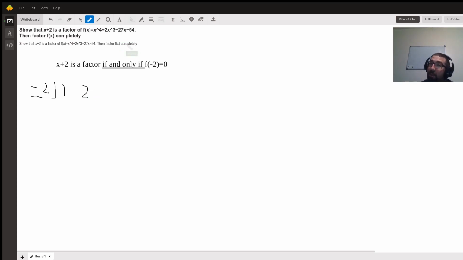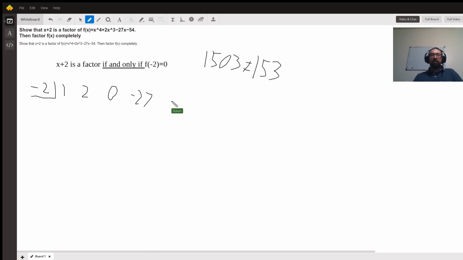But it's very important, there's an x squared that's missing, and you can't just skip it. You have to include it. If you skip it, it'd be like saying 1,503 is the same as 153. Well, that's not true. We know that's not true. And in the same way, skipping a place in here would just be wrong. So we have to put a 0 here for the x squared. Then after that, there's negative 27 for the regular x, and negative 54 for the constant term.